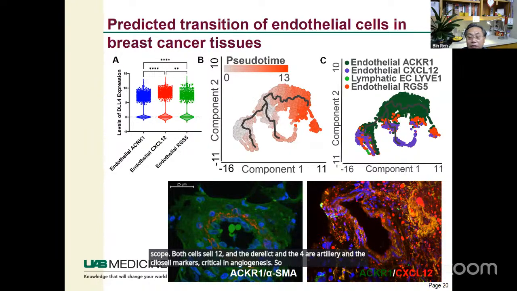Immunohistochemistry also confirms endothelial cell ACKR1 in the arteriolar vessels, which also express CXCL12, suggesting that some cells from the endothelial cell CXCL12 subset have differentiated into the arteriolar endothelial cells in breast cancer.